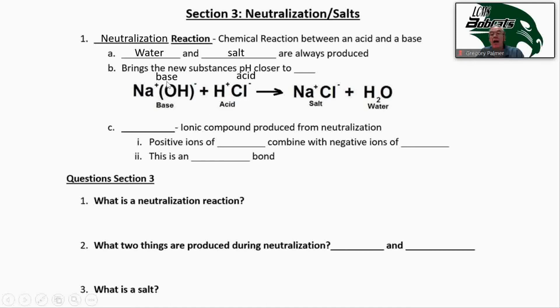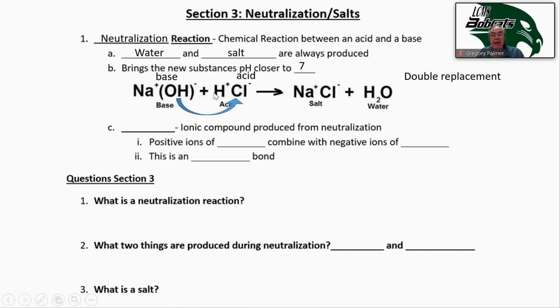So over here, we have a base, which is the sodium hydroxide. This is drain cleaner. So this is the strongest base, and we have the strongest acid, which is hydrochloric acid. Okay, and when we mix them, it's going to make the substance closer to 7. This is a double replacement reaction. Okay, so the OH is going to go over here and take the place of the Cl.